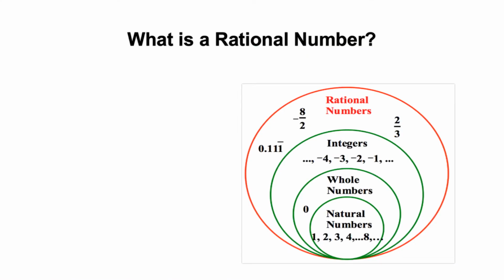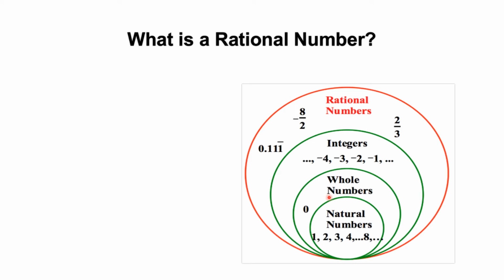First of all, the question arises: what is a rational number? We already know about some types of numbers from previous classes, such as natural numbers, integers, and whole numbers. Natural numbers begin with 1: 1, 2, 3, 4 and so on. When we include 0 with the natural numbers, the set is known as the whole numbers.